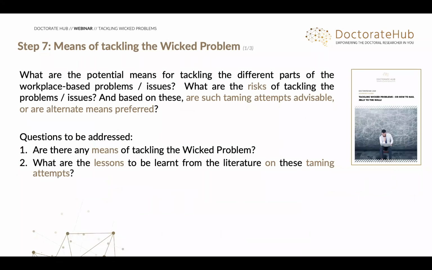Now, as you build up the knowledge and understanding about the problem, you will also understand what the means of tackling the problem, or the different parts of the problem, are. What are the risks of tackling the problem and issues? Based on that, you can develop taming attempts and evaluate whether or not they are advisable. At that point in time, questions that might be addressed are: are there any means of tackling the wicked problem anyway? And what are the lessons to be learned from the literature on these taming attempts? The second is in particular valuable for you to understand whether or not to act.